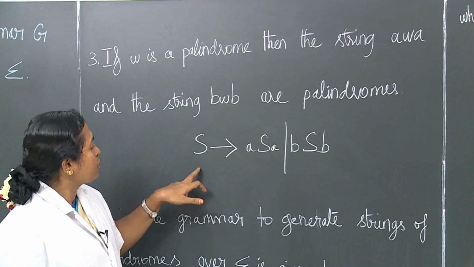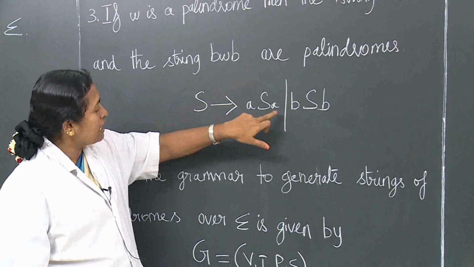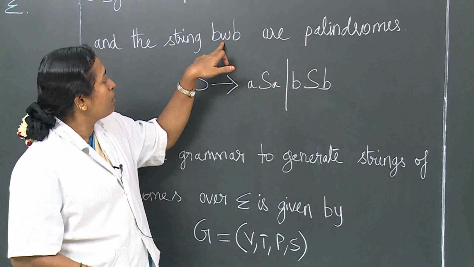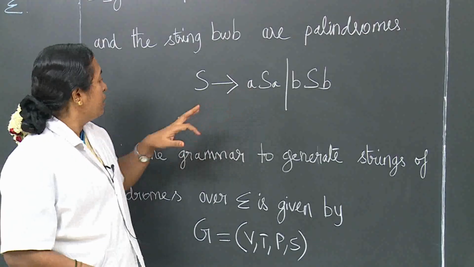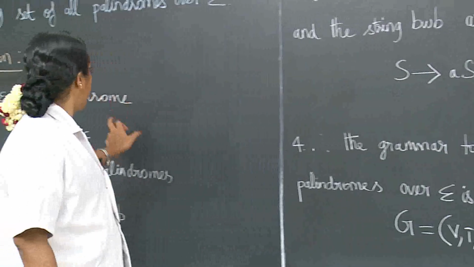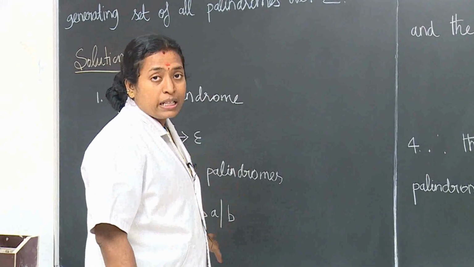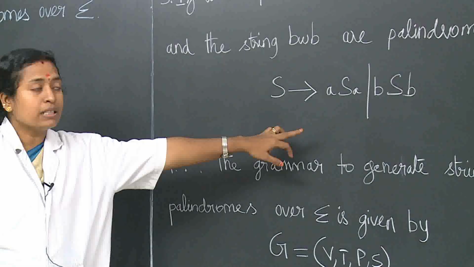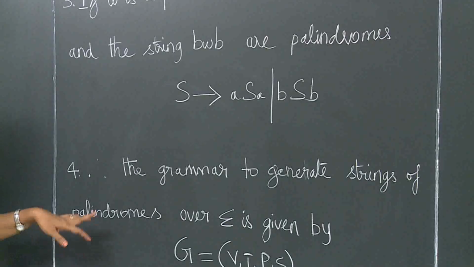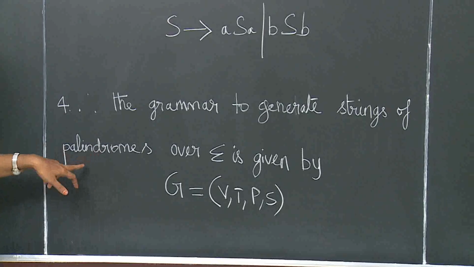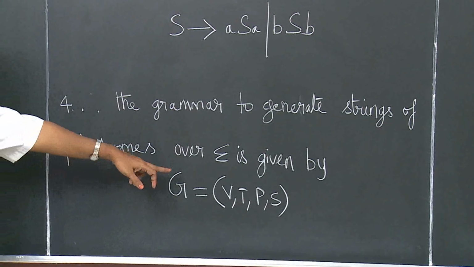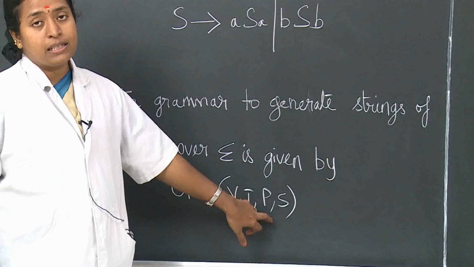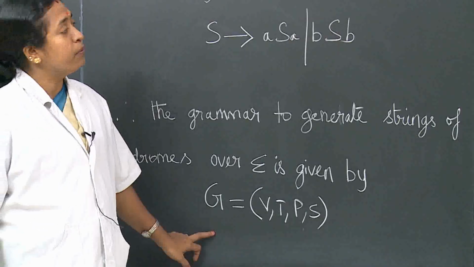So the corresponding productions will be S tends to aSa, where w is replaced by capital S. Here also the w is replaced by capital S. So these are the possible productions: S tends to epsilon, S tends to a or b, S tends to aSa, or S tends to bSb. Therefore the grammar to generate the palindromes over sigma is given by the grammar G equal to (V, T, P, S). This is the general formula for the grammar.